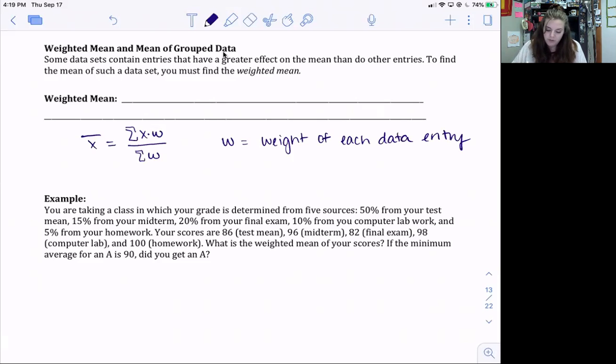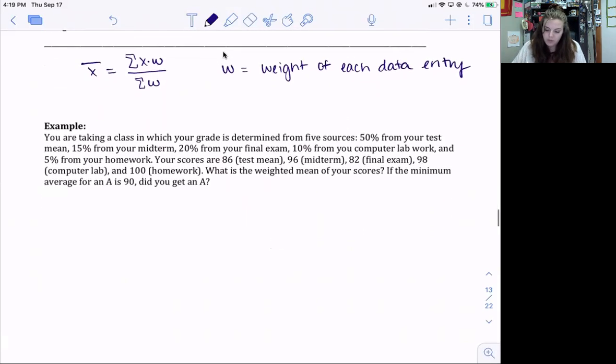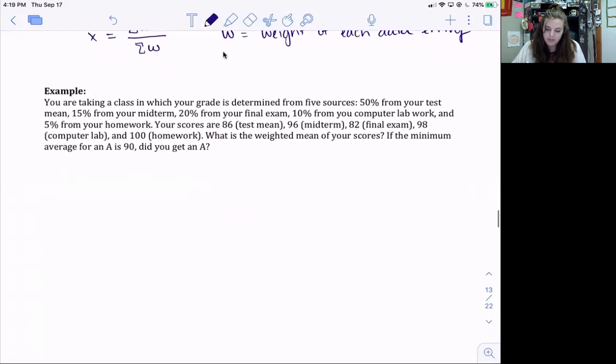So our example: you're taking a class in which your grade is determined from 5 sources: 50% from your test mean, 15% from your midterm, 20% from your final exam, 10% from your computer lab work, and 5% from your homework. Your scores are 86, 96, 82, 98, and 100. What is the weighted mean of your scores?